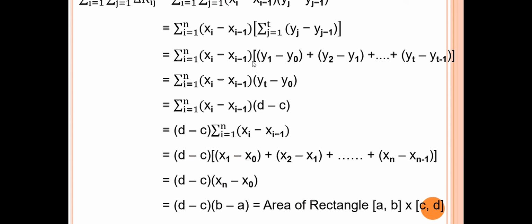जैसे हमने summation j is from 1 to t yj minus yj minus 1 solve किया है, वैसे ही हमें summation i is from 1 to n xi minus xi minus 1 solve करना है। तो आप भी जान सकते हैं कि हमें xn minus x0 ऐसे ही मिलेगा, and we know that xn means b and x0 means a, so d minus c into b minus a, and this is nothing but the area of rectangle AB cross CD, your total area of the whole original rectangle AB cross CD.